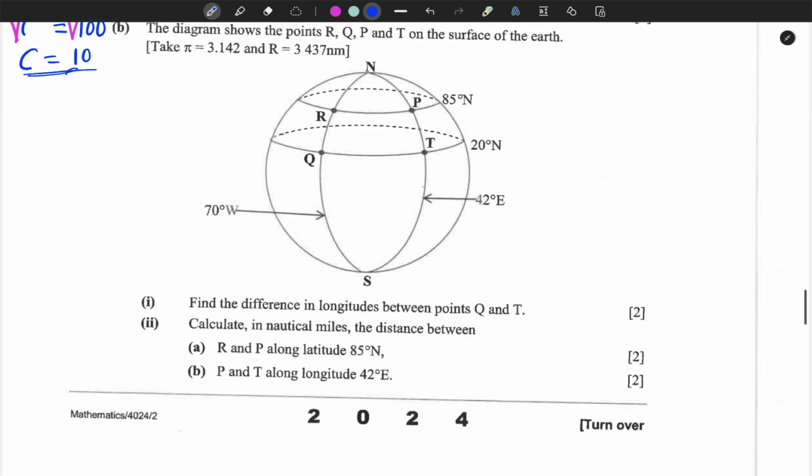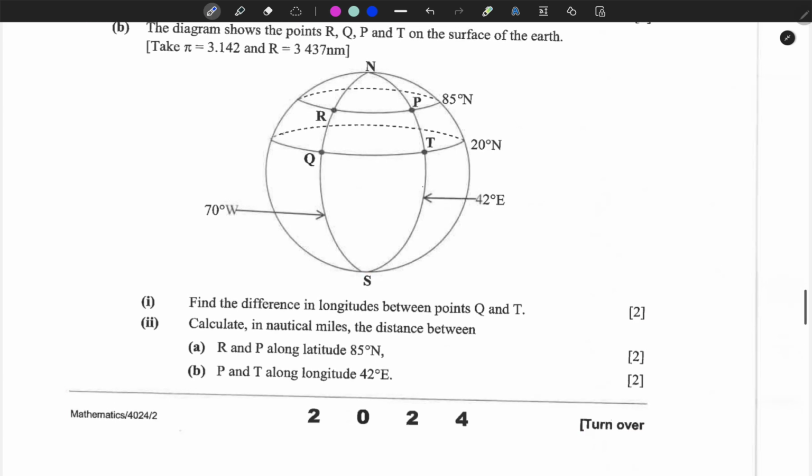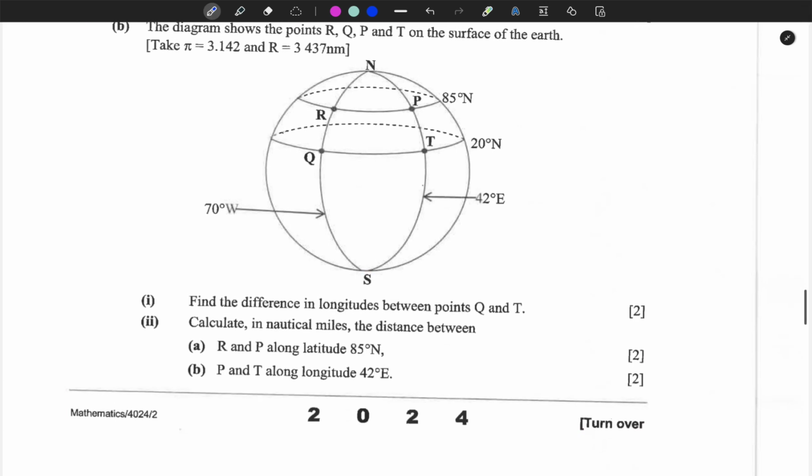So for question B, this one is coming from the topic of Earth geometry. The diagram shows the points P, Q, R, S, and T on the surface of the Earth. Take pi as 3.142 and radius 3437 in nautical miles. Then find the difference in longitude between points Q and T. So point Q and T. So we want the difference.